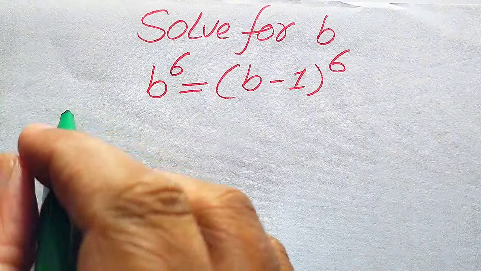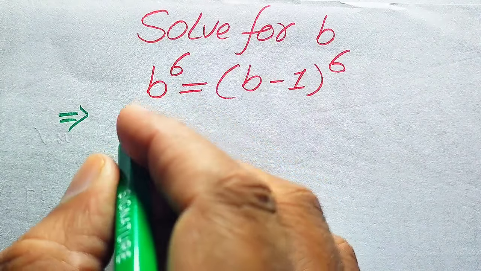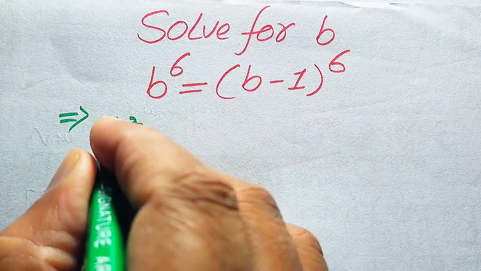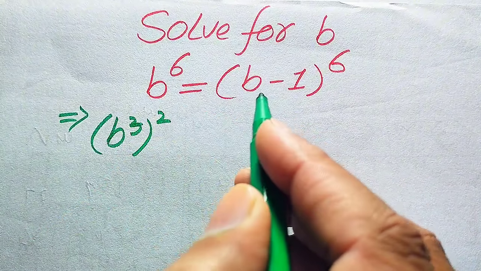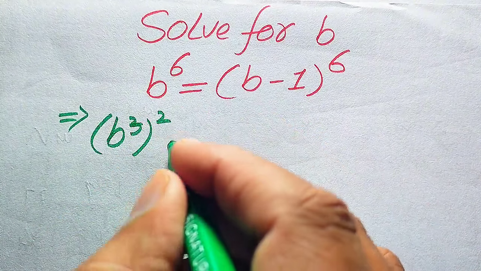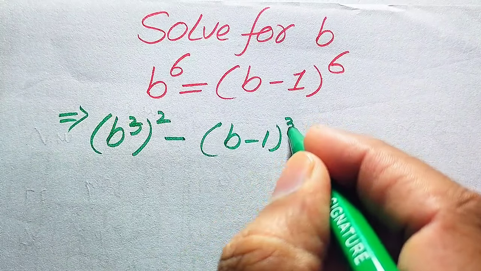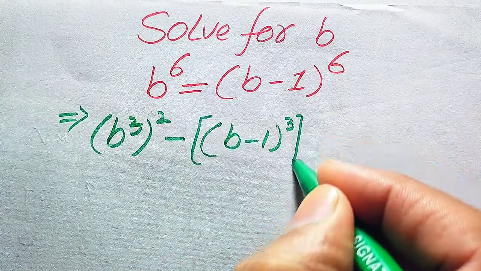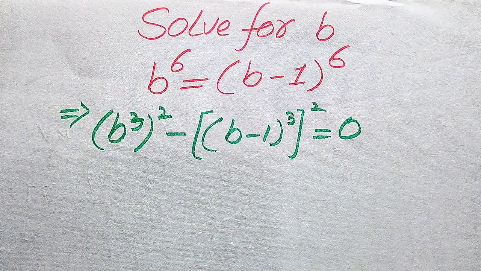So here the very first thing we are going to do is rewrite this equation. We write b to the power of 6 as (b cubed) whole squared. Also we move this value to the left hand side and it becomes (b minus 1 to the power of 3) whole squared, and this whole equation is equal to 0.